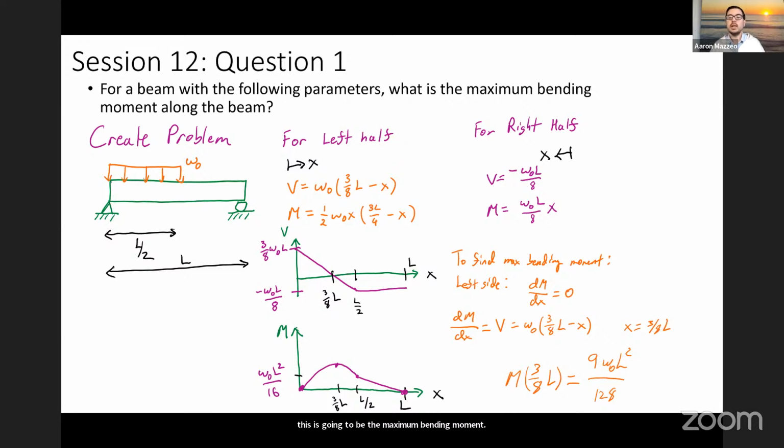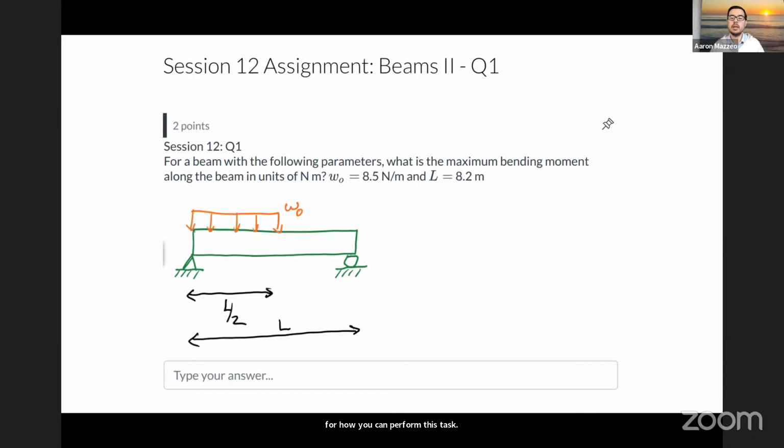This problem is not using our new relationships yet, but it is explaining and reviewing a little bit of how you go about creating these internal bending moment and shear force diagrams. Hopefully this is a little bit of a refresher for how you can perform this task. Yes, that's where it's the peak. So the first question in the homework is to find this maximum bending moment along the beam, and it gives some parameters for the length and distributed force.